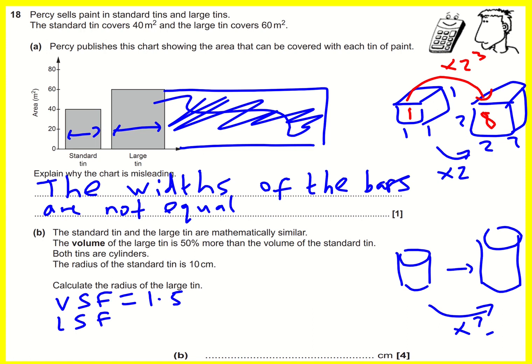And the opposite is true. If I have the volume scale factor, I could cube root it to get the length scale factor. So the length scale factor here is the cube root of 1.5. And I'm basically done. The radius is going to equal 10 times the length scale factor, which is the cube root of 1.5.